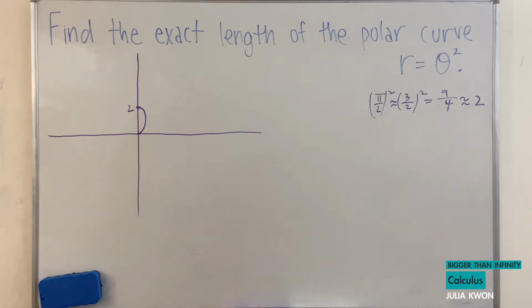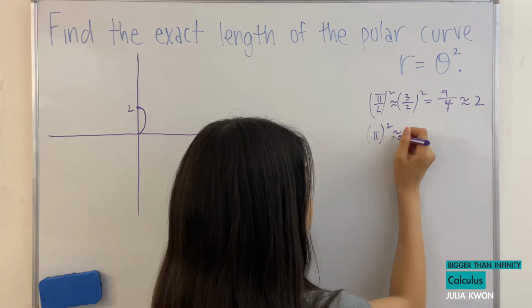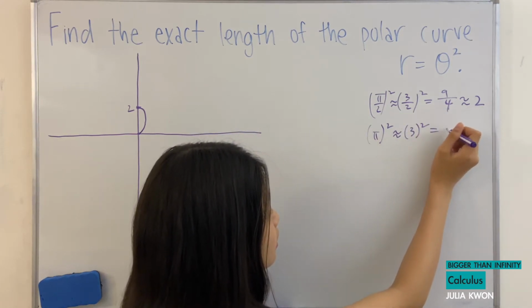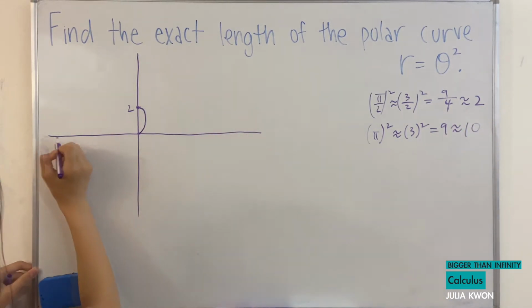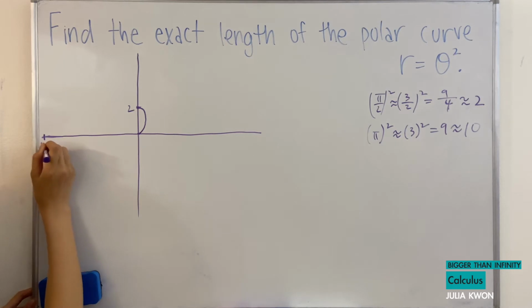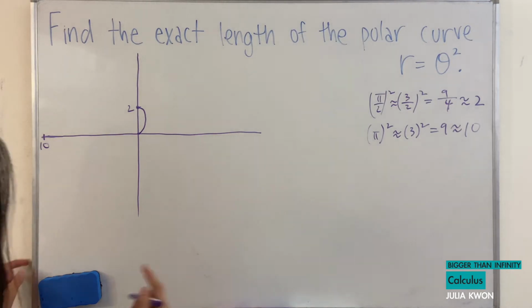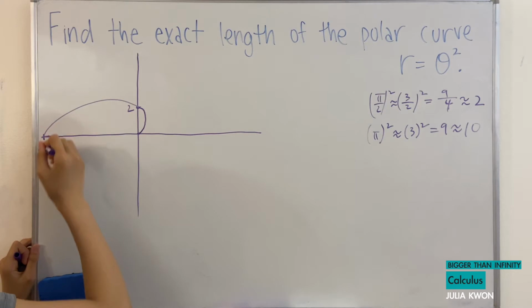And then when theta is equal to pi, we have approximately 3 to the power of 2, which is like 9. So let's just say that this is approximately 10. Then we can say that 10 is about here. And as theta gets larger and approaches pi, the radius will also become larger and approach 10. So it'll connect like this.